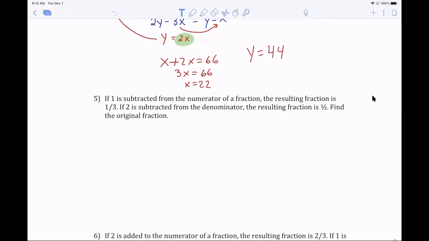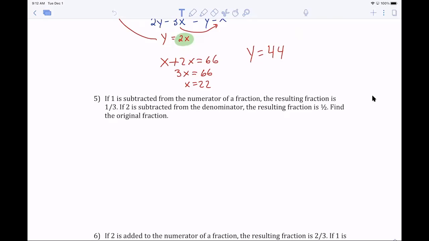So it says, if 1 is subtracted from the numerator of a fraction, the resulting fraction is 1/3. If 2 is subtracted from the denominator, the resulting fraction is 1/2. Find the original fraction. Most people look at that and say, what, are you kidding? All right, but I'm showing you it's simple.